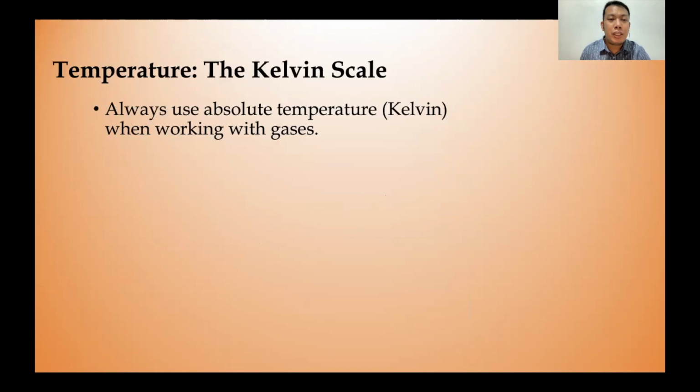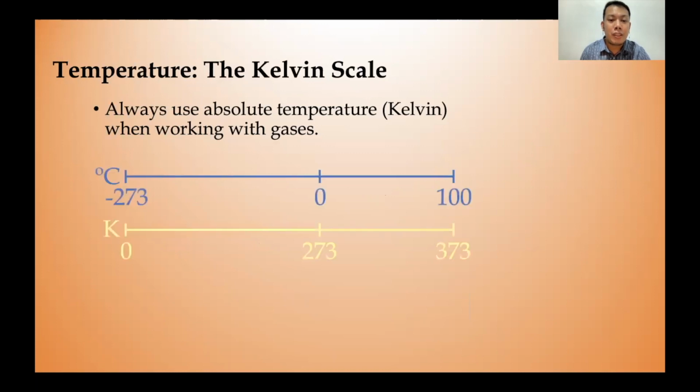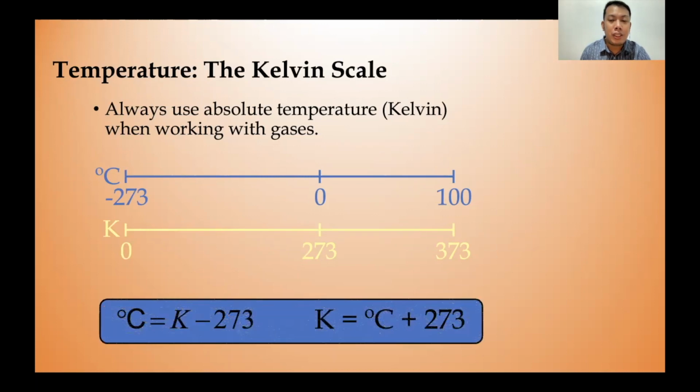For temperature, it is always the absolute temperature or the Kelvin scale when working with gases. It is actually 273.15, but in these particular examples, we can use 273 instead of 273.15. If it is absolute zero, it is negative 273 degrees Celsius. I'm sure that you are familiar with the conversion of units for temperature.